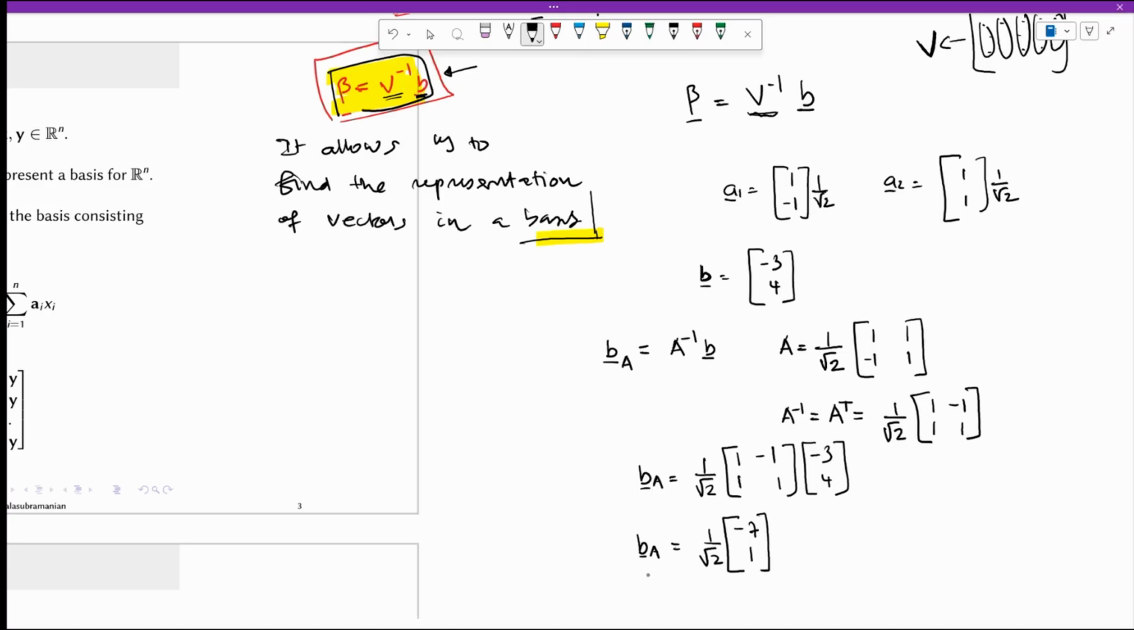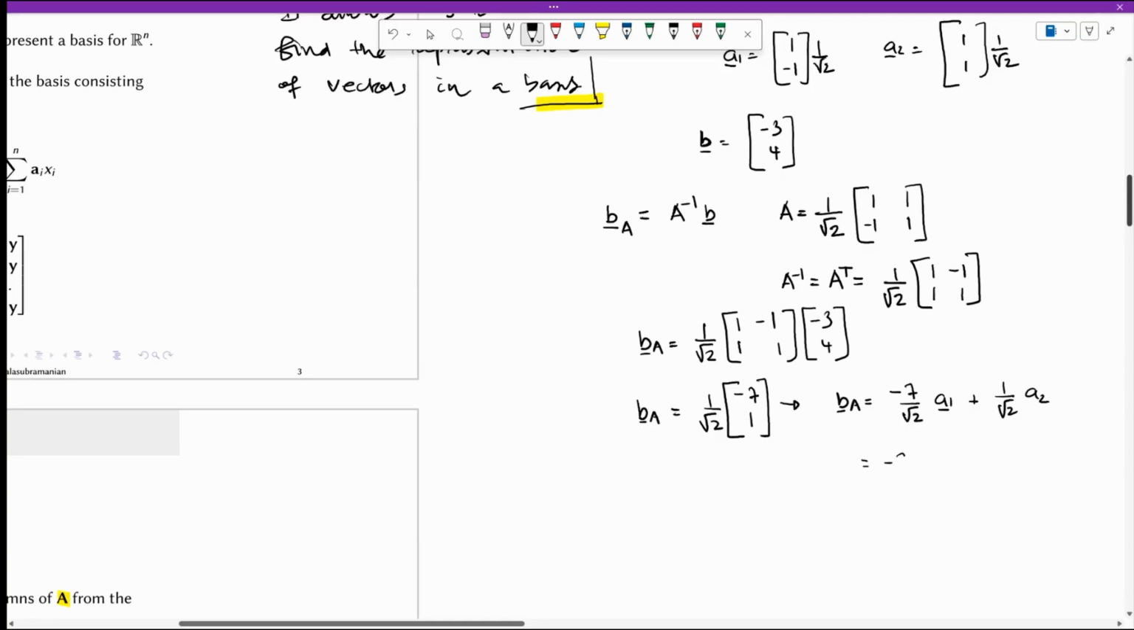Okay, so that's the representation of the vector B in the A basis. And you can verify this. We know that if this is correct, then B in the A basis should be minus 7 by root 2 times A1 plus 1 by root 2 times A2.